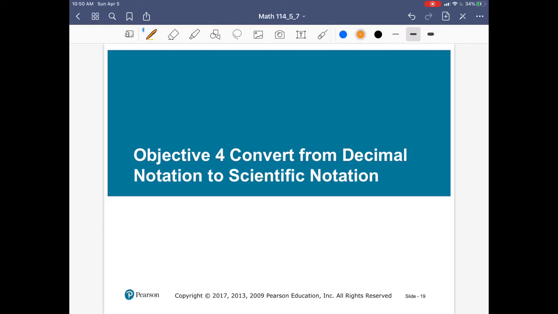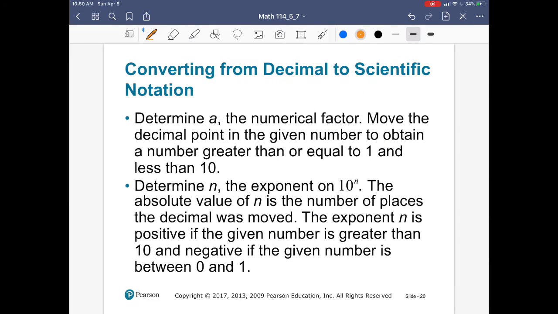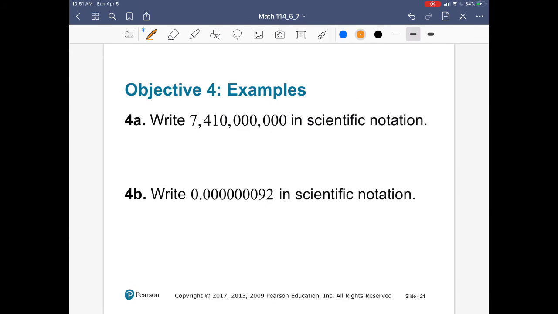Convert from decimal notation to scientific notation. To convert from decimal to scientific notation, determine a, the numerical factor: move the decimal point in the given number to obtain a number greater than or equal to 1 and less than 10. Determine n, the exponent on 10 to the power of n. The absolute value of n is the number of places the decimal was moved. The exponent n is positive if the given number is greater than 10, and negative if the given number is between 0 and 1. So let's see an example instead of just guessing.